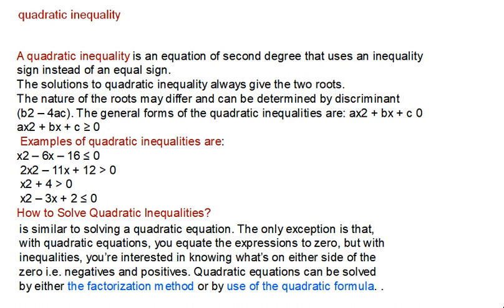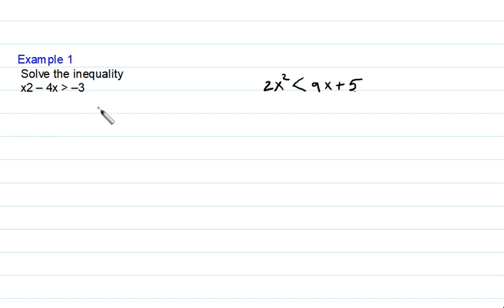Now let's take an example and see how this works. Solve the inequality x squared minus 4x is greater than minus 3. As we can see, it's not arranged in the standard form of a quadratic inequality, so we first need to arrange it in order to decide which method to use. We add 3 to both sides of the inequality, which gives us x squared minus 4x plus 3 greater than 0.